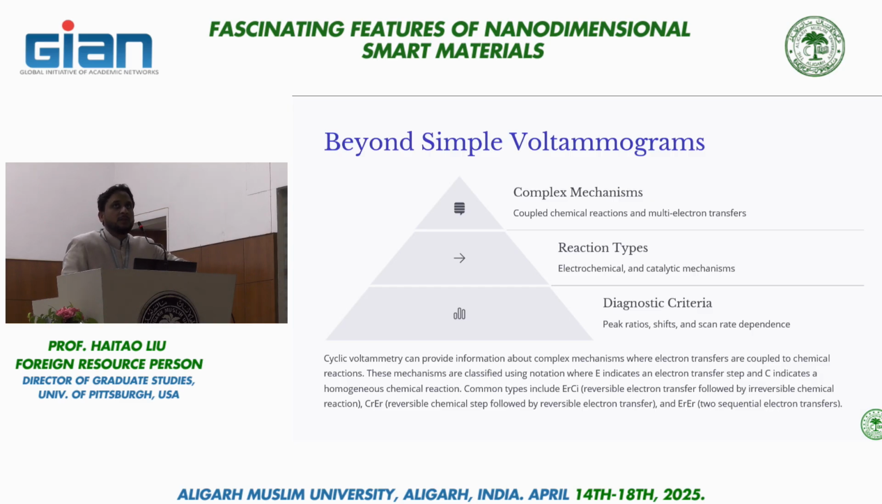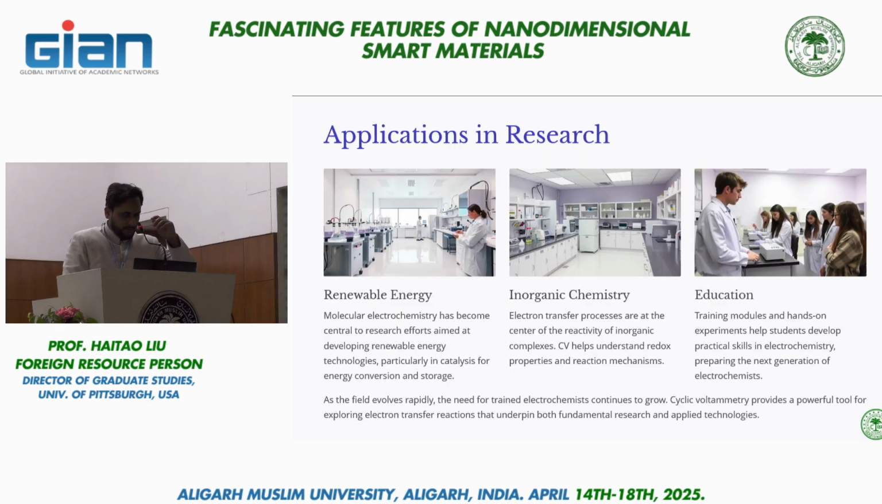Voltammograms are used for studying complex mechanisms. Even LSV fails to give information about complex mechanisms. There we use cyclic voltammetry. It is also used for diagnostic criteria and various other chemical as well as electrochemical reactions. It is used in the sector of renewable energy for the characterization and testing of fuel cells. It is also used, as I said, for electrochemical sensing.